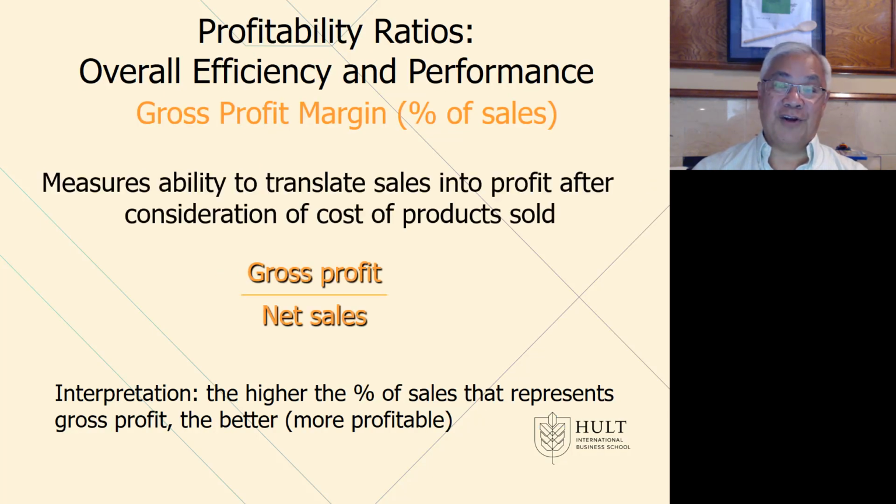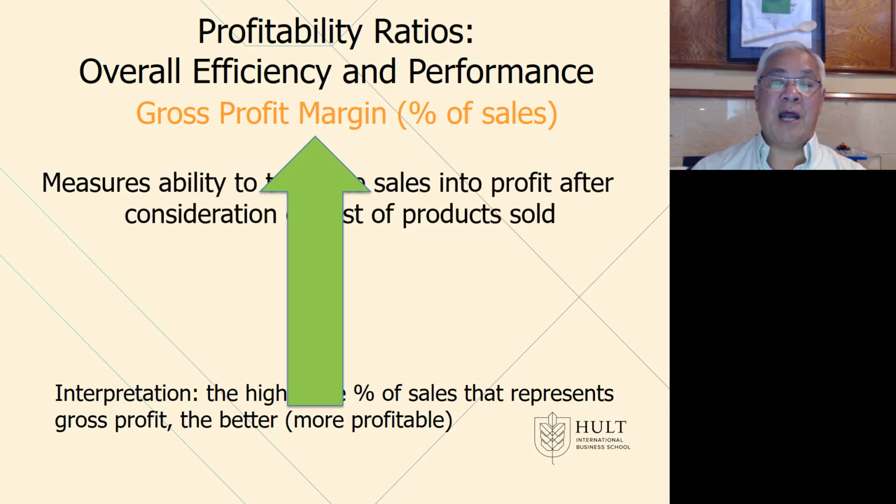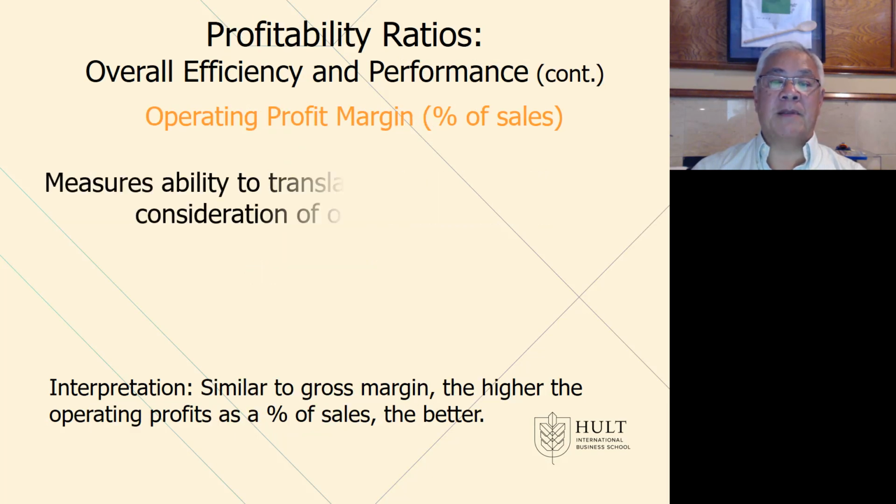Gross margin, I think you know this one, is gross profit divided by sales. For every dollar of sales you have, how much do you make in gross profit? This one we want high. More gross profit, the better.